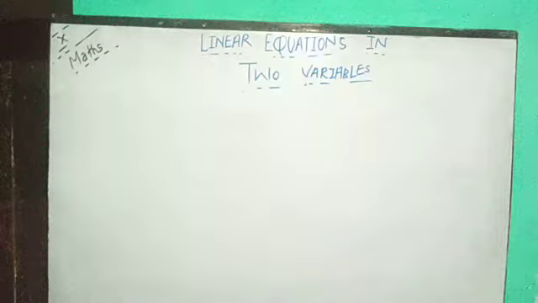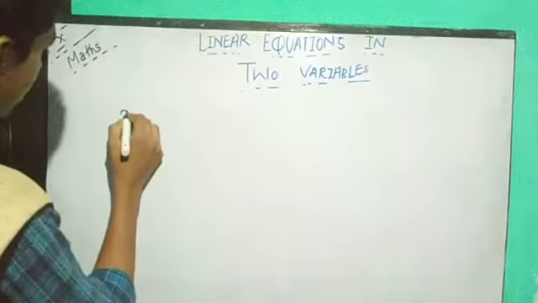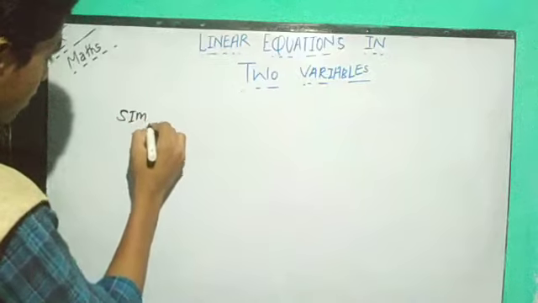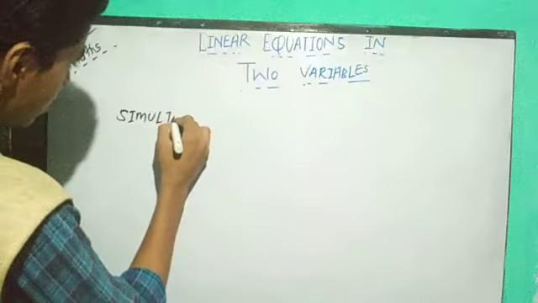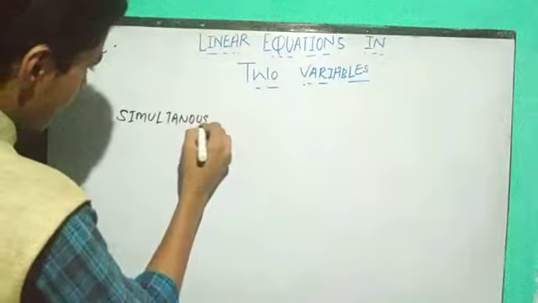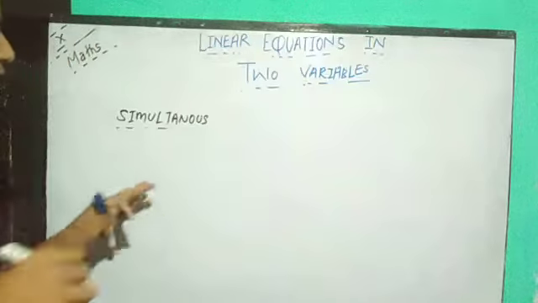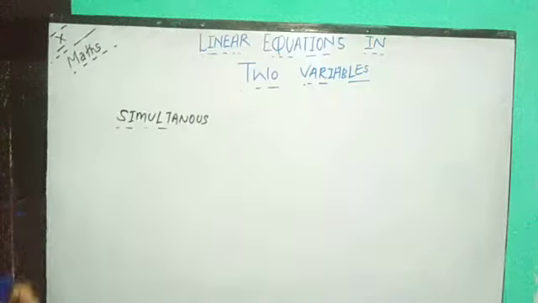Now we are going to see simultaneous linear equations in two variables. What do you mean by simultaneous linear equation in two variables? Now let's see one example. Simultaneous linear equation in two variables. Now we are going to see what we mean by simultaneous.